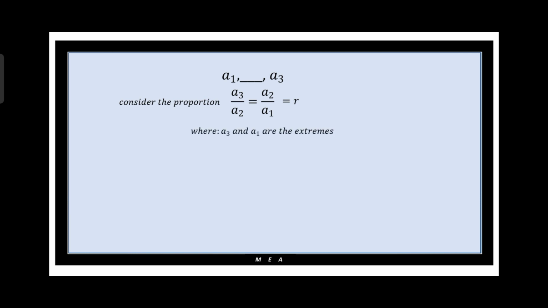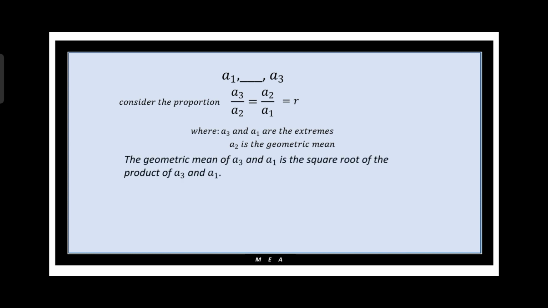Wherein, yung a sub 3 natin dyan sa proportion na yan and a sub 1 are the extremes. And makikita nyo yung ating geometric mean are both a sub 2. So, isa lang siya. A sub 2 is the geometric mean. So, kung i-apply natin yung theorem in proportion, yung product of the extremes is equal to the product of the means, makukuha natin yung geometric mean of a sub 3 and a sub 1 is the square root of the product of a sub 3 and a sub 1.